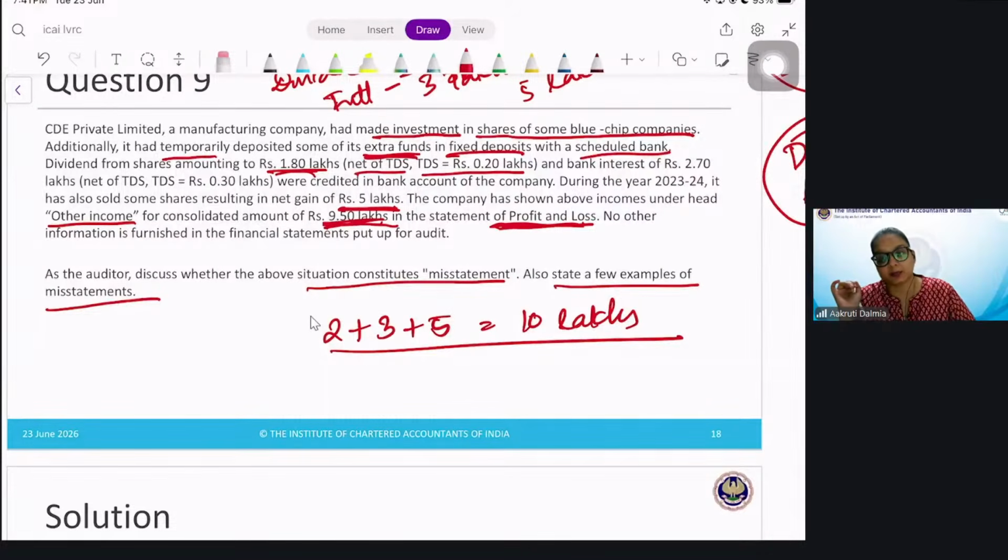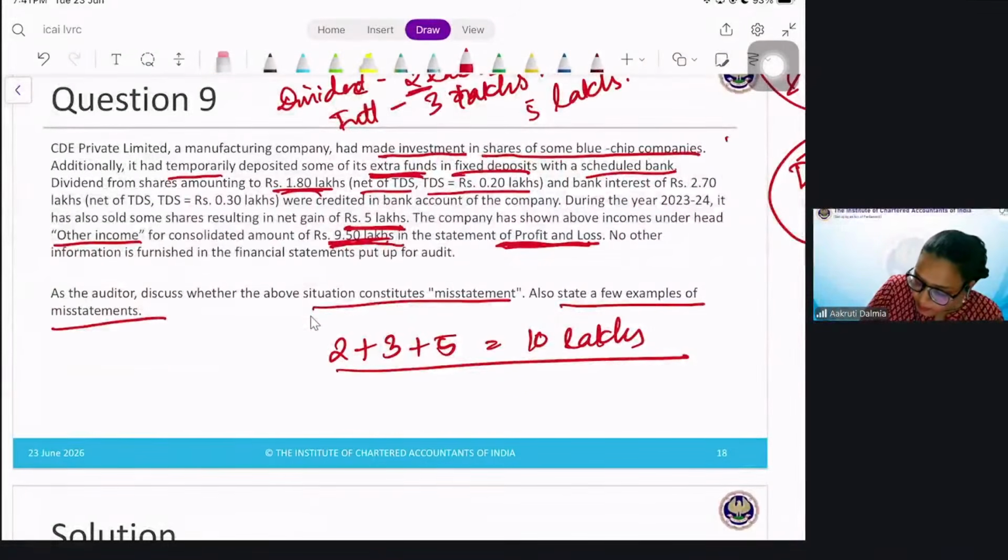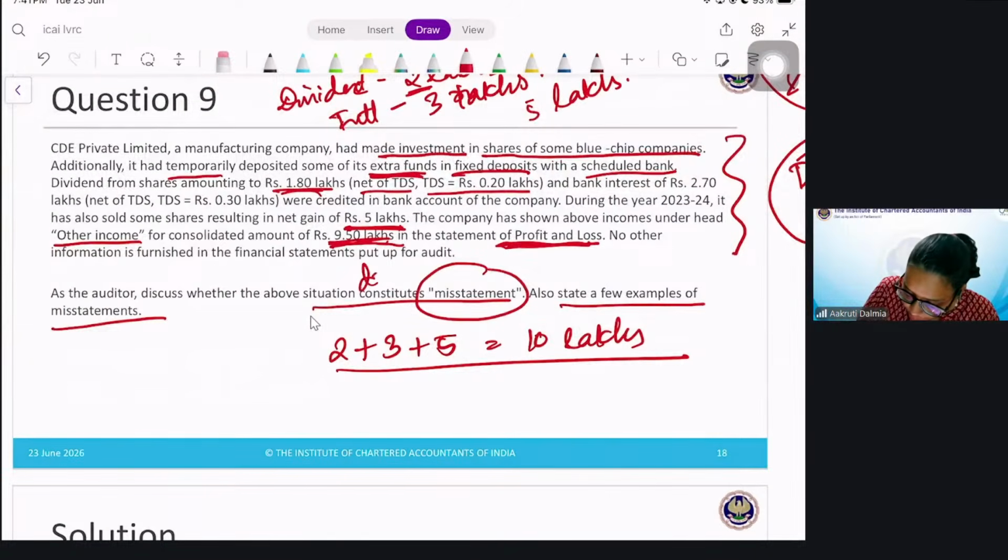Yes, there is a misstatement. So first, how do you explain? You have to tell how this is wrong. Then you have to mention the definition of misstatement. Then you have to give examples of misstatement. So this is there in the book.